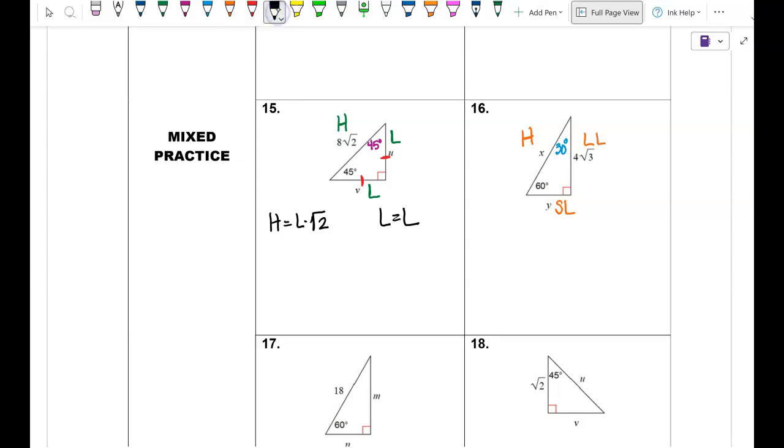And now, because it's a 30, 60, 90, the hypotenuse equals 2 times the shorter leg, and the longer leg equals the shorter leg times radical 3.